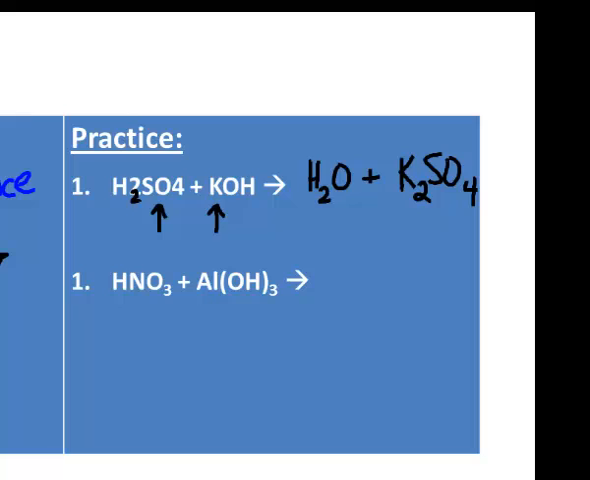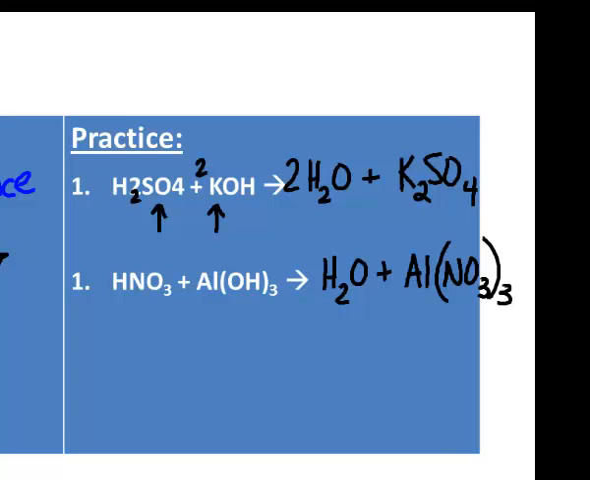All right, and do the same thing here. Get my water and aluminum nitrate. Remember to keep nitrate in parentheses. And then we've got to balance these. If we balance them, there'll be a 2 there, and there's a 4, 2, 2, 2, 2. And 3 here. Beautiful.